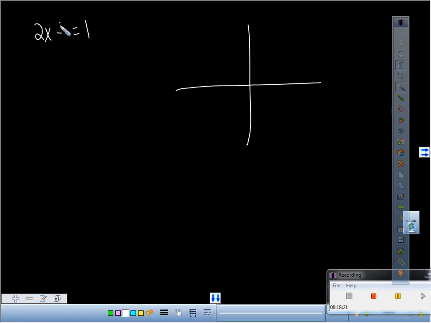What? Yes, it is. It's a line. It is a line. It is not a line. Yes, it is a line.